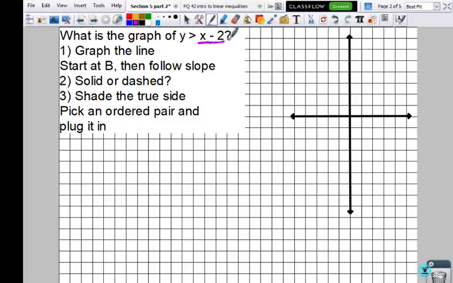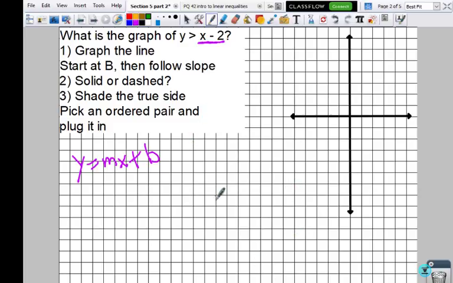Do you guys remember last chapter when we did y equals mx plus b? It's going to be the same idea. Even though I have this greater than, it's the same idea. So I'm going to have an m and I'm going to have a b, and all of your lines are going to be like this. In order to graph this line, I need to start at b.